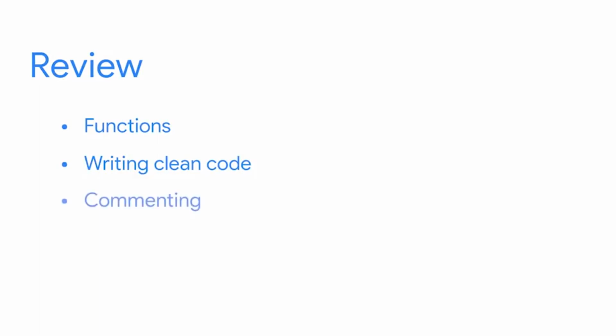Writing clean code will help your team reduce errors, work faster, communicate more effectively, and deliver better results. We began by exploring functions, or reusable chunks of code that let you perform specific tasks. Next, we discussed two important elements of writing clean code: reusability and modularity. We also discussed another best practice for writing clean code: commenting.